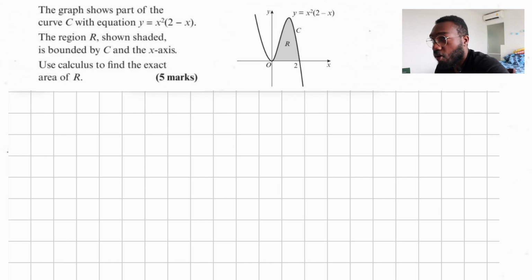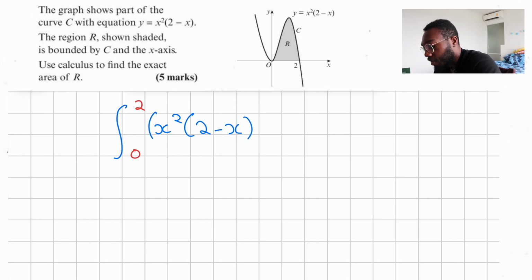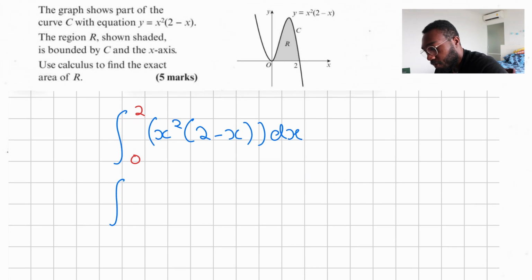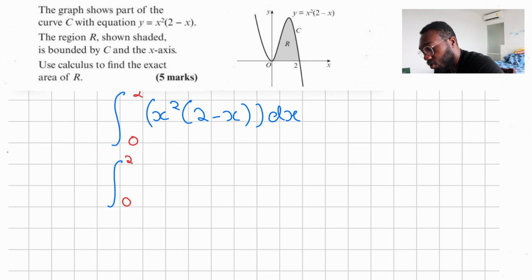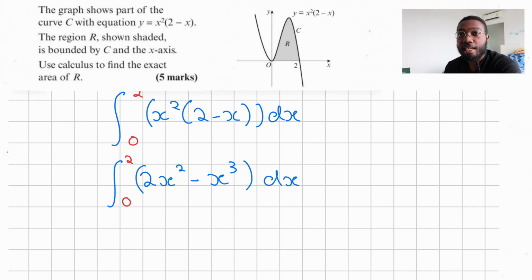But we've been given that, so we know that for this equation, it will be the integral from 0 to 2 of x squared times 2 minus x. So to work this one out, first things first, we are going to expand the brackets. If we expand the brackets first, we still get the 0 and 2 here. Then we get x squared times 2, which is 2x squared, minus x to the power of 3. Expanding the brackets first makes it a lot easier to work out.